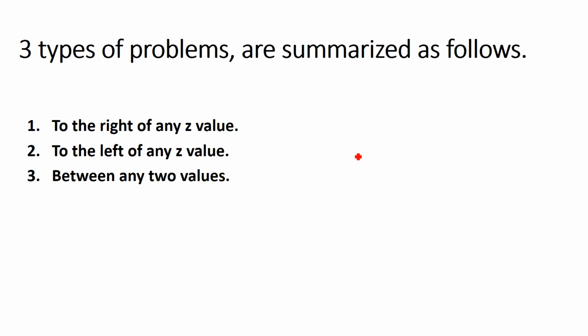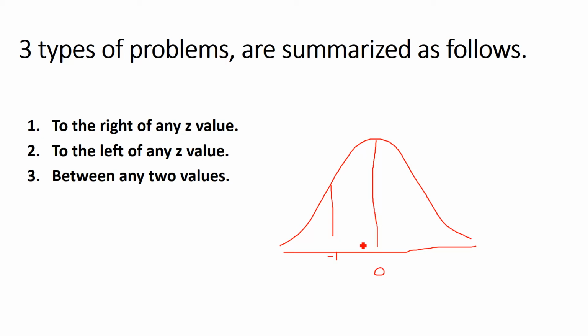3 kinds of problems we will solve here. First is to the right of any z value. What does it mean? This is the normal distribution, and this is 0. Suppose -1 is given; then you have to find this area. This is one type of question. The other is to the left of the z value. Suppose here is 1.2. Make a line here and then shade this portion. You want to find this.